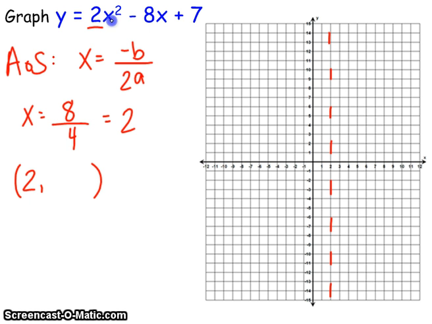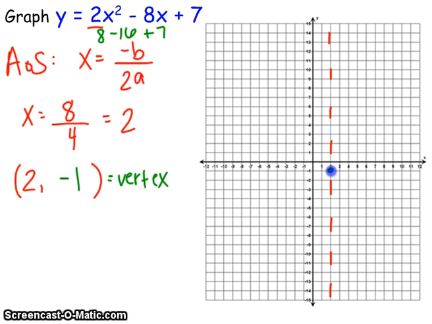So if I plug in 2 up here, 2 squared is 4, times 2 is 8, minus 8 times 2, so minus 16 plus 7. So 8 minus 16 is negative 8 plus 7, that's going to be negative 1. So our vertex is going to be at the point 2, negative 1, and we're just going to mark that right here.